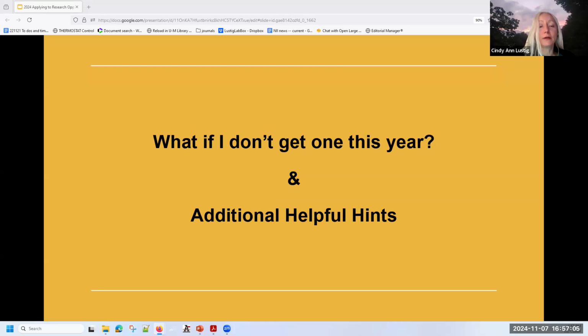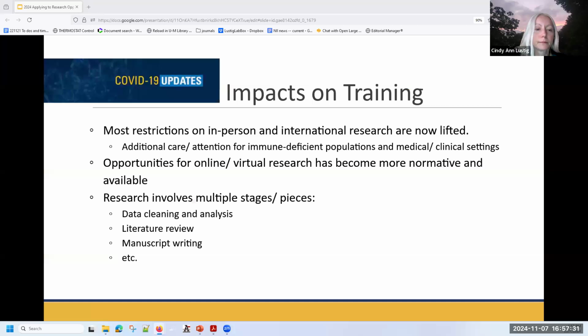So first, if you don't get a research program or position right away, don't be discouraged. It's probably not you. There are just always fewer positions than there are applicants. And getting rejected from a few positions, it happens to everyone. There are some helpful hints and resources that can help you be a more competitive applicant the next time you apply. And we're going to go through some of those hints and resources for the rest of the workshop.